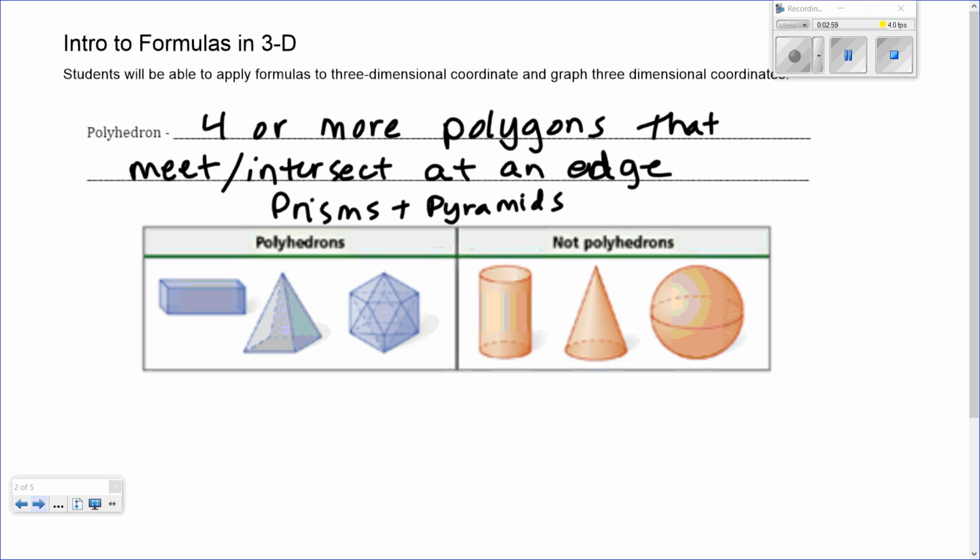Your regular polyhedrons are the ones that we just saw. So even this, your rectangular prism, it's a polyhedron. You've got your rectangular pyramid, that falls under there. This is your icosahedron that we just saw before. Not polyhedrons are your cylinder, your cone, or your sphere. So anything with curves is not going to be a polyhedron.